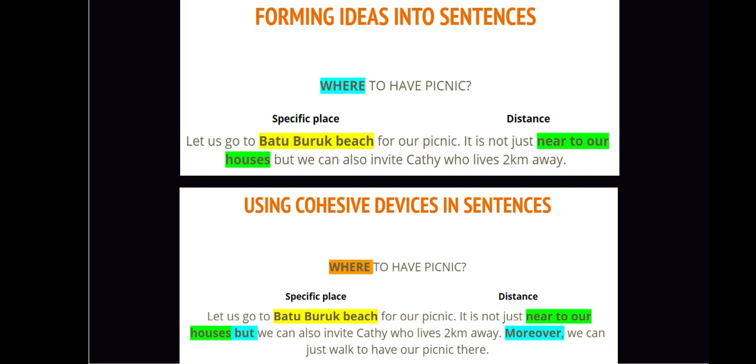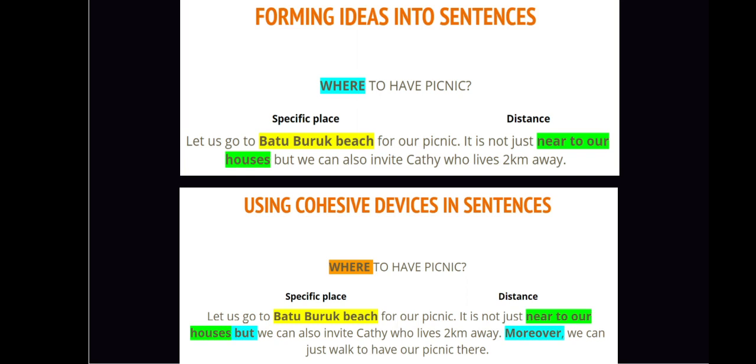Let us go to Batu Buruk Beach for our picnic. It is not just near to our houses, but we can also invite Cathy, who lives 2 kilometers away. Question number two, using cohesive devices in sentences. Where to have picnic? So here you have to remember you have to use cohesive devices in your sentences. Just now, when we looked at the first example, there were no cohesive devices, maybe only simple connectors like but, that's it. But here, you can add more cohesive devices to make sure that your paragraph is more organized.